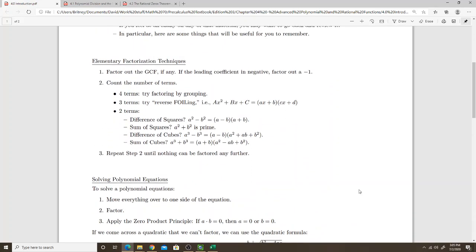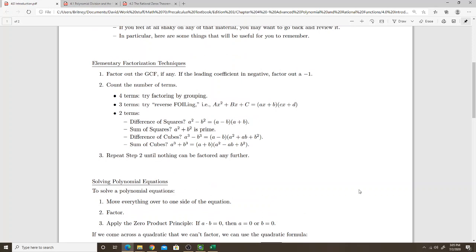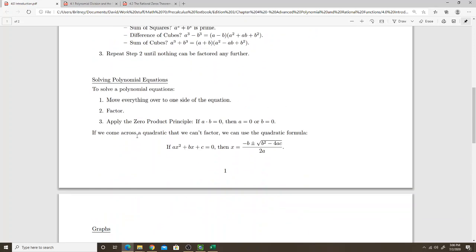In particular, a couple things are going to come in handy for us. First of all, factorization techniques. So make sure that you really understand really well the factoring techniques that you should know at this point. And then the second thing to keep in mind is solving polynomial equations, right? So make sure that you understand really well the process of how to solve a polynomial equation by factoring. Or if it's a quadratic that we can't factor, then make sure that you have the quadratic formula memorized.